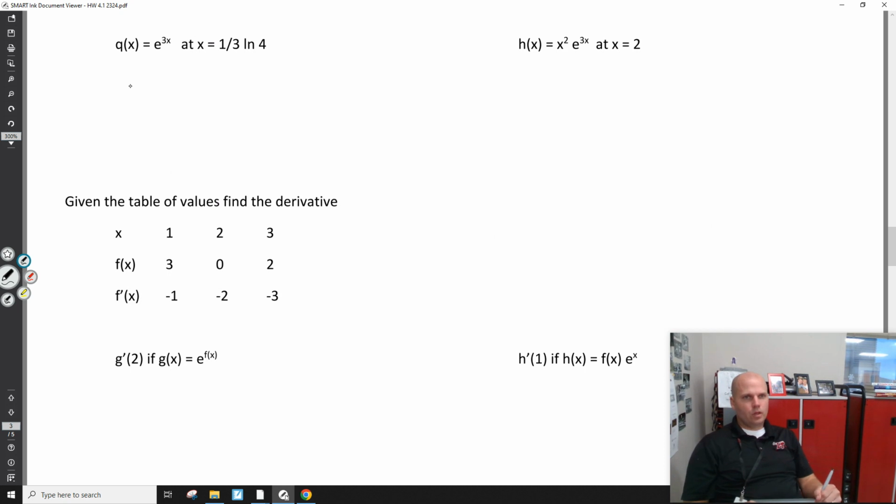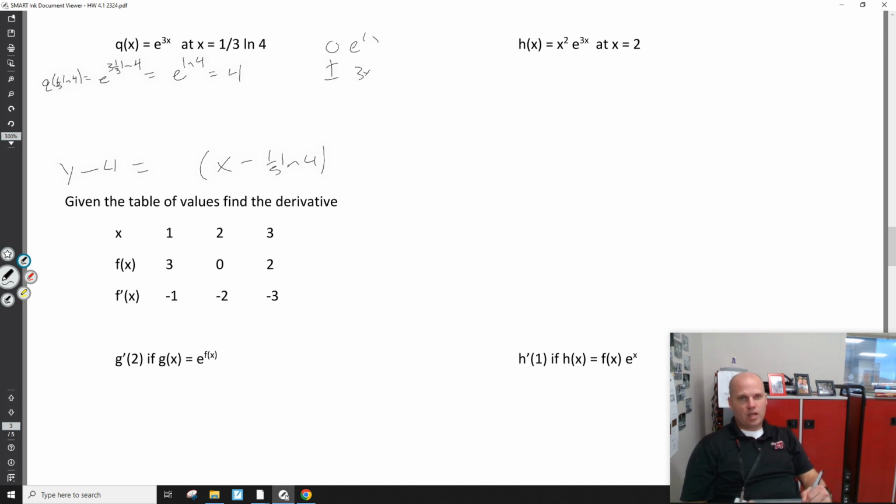Okay, let's go ahead and plug in 1/3 log 4 to start. We get e to the log 4, which is 4. The 3 and the 1/3 will cancel, make a 1. Boom. So I got y minus 4 equals, I'll find my m soon, x minus 1/3 log 4, or log 4 over 3. The derivative, you've got to use an O and an I.